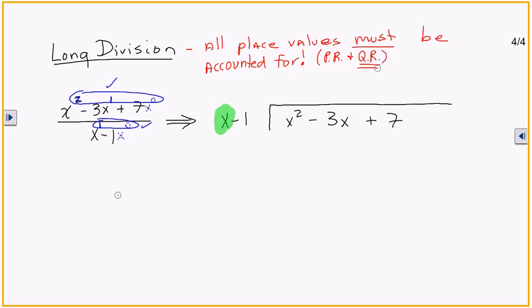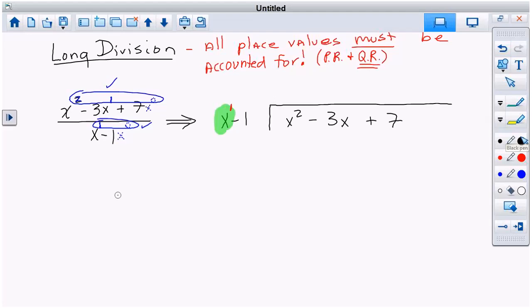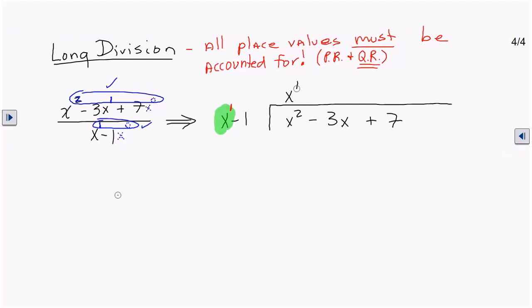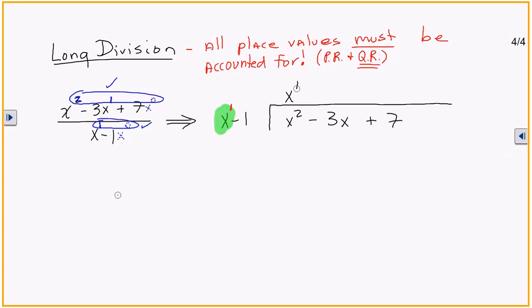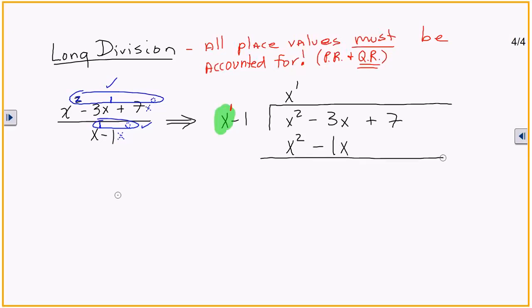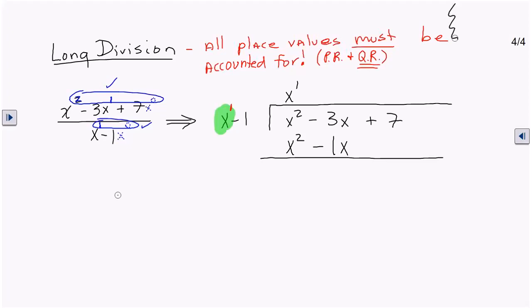So the quotient rule, this is x to the first, and this is x to the second. How many times will x to the first go into x to the second power? X to the first, because 1 plus 1 is x squared. And that's how you got to remember the product rule. 1 plus 1 is x squared. And what's x times negative 1? Negative 1x. Now, let's go back to basic math.